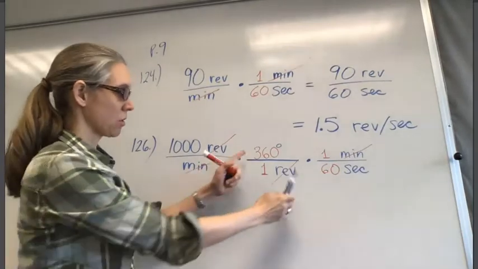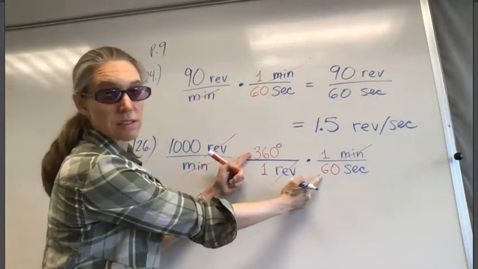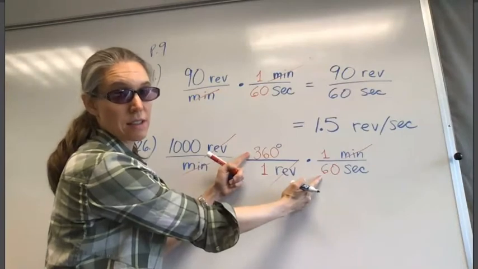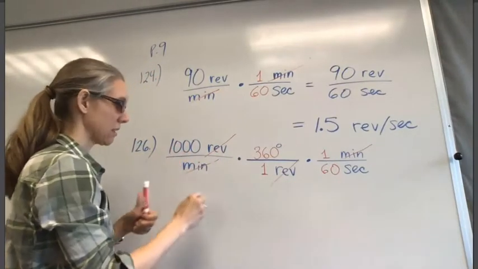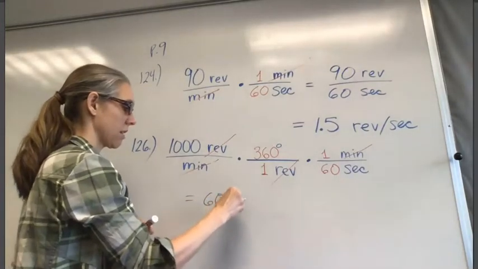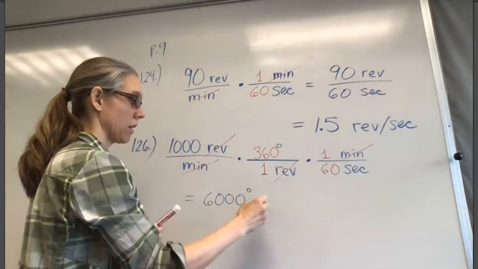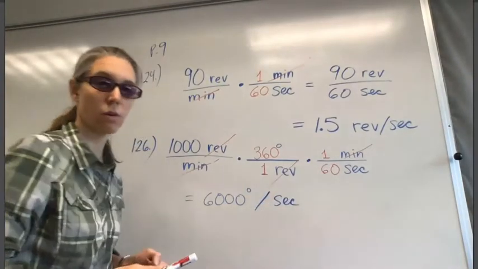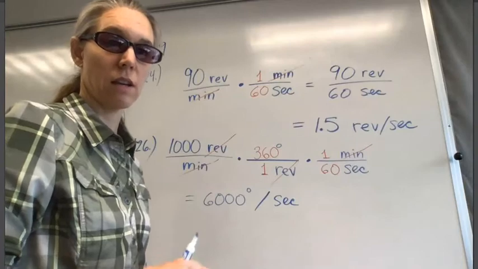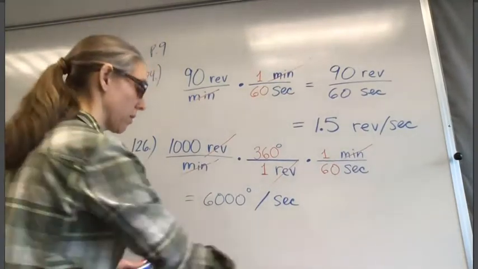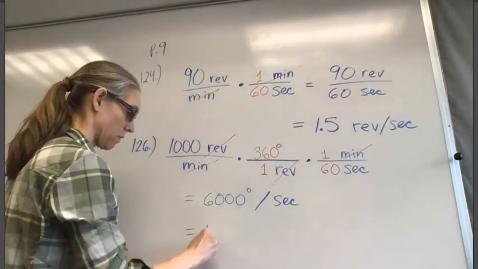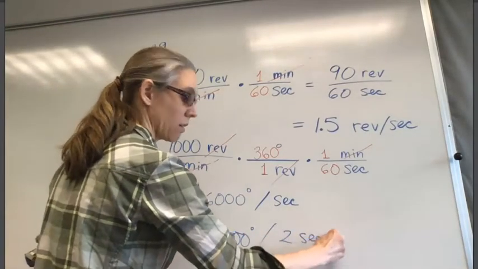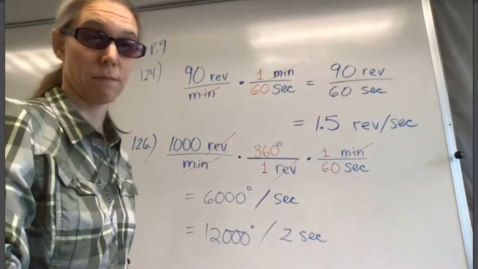And I would just go ahead right here. 360 divided by 60 is of course 6. Then 6 times 1,000 is 6,000. So this is 6,000 degrees per second. So how many degrees in 2 seconds? 12,000 degrees. So that would be 12,000 degrees per 2 seconds, which is what the question was asking.